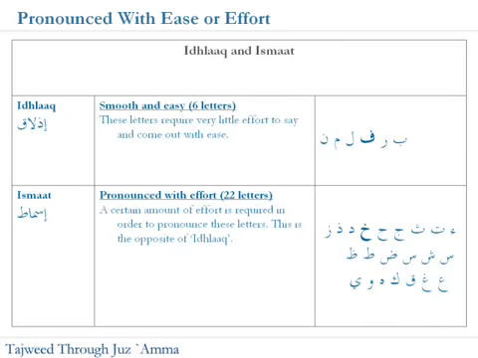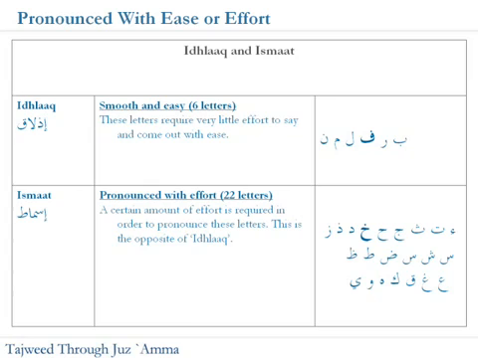Pronounce with ease or effort. So we've got smooth and easy, known as idlaq, and then we have pronounce with effort, which is ismat. So the first one, these letters require very little effort to say and come out with ease. So again, the fa, if it's voweled, it'd be fa. If it's sakin, it's af, but generally it's easy to pronounce.